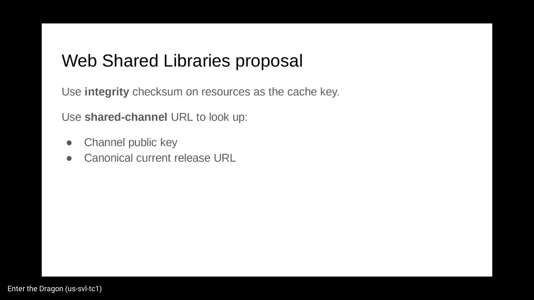And then there's also this concept of a shared channel, which gives you the opportunity to communicate the concept of multiple releases of the same library. So using this shared channel URL, you can have a public key that signs releases. You can have a canonical release URL, which you can always go to fetch the library as some sort of a fallback, or maybe you update in the background, that sort of thing.